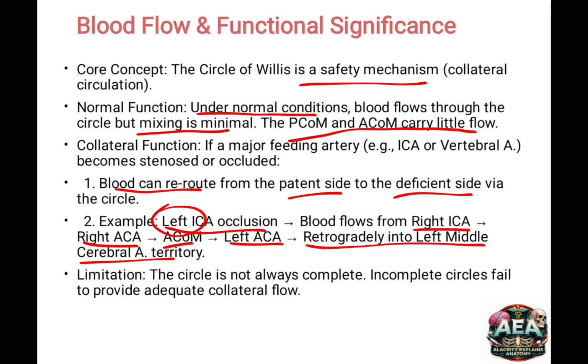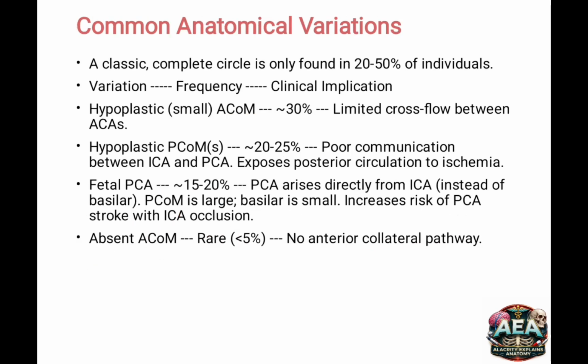And the circle is not always complete. There are situations where you have an incomplete circle, and these incomplete circles fail to provide adequate collateral flow. It varies from person to person. Some people do not have a complete circle. Now, what are common anatomical variations? A classic complete circle of the Circle of Willis is only found in 20 to 50% of individuals.